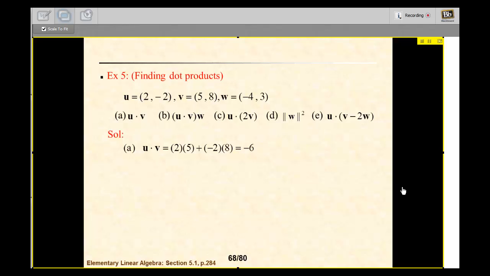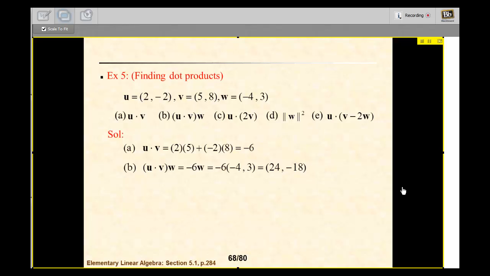Similarly, the next question is u dot v dot w. We already found in question B that u dot v is equal to minus 6, and we have to multiply by w. So we can write minus 6 into w, where w is minus 4 into 3. So 6 4s are 24 and 6 3s are 18. That's why minus 24 and minus 18.